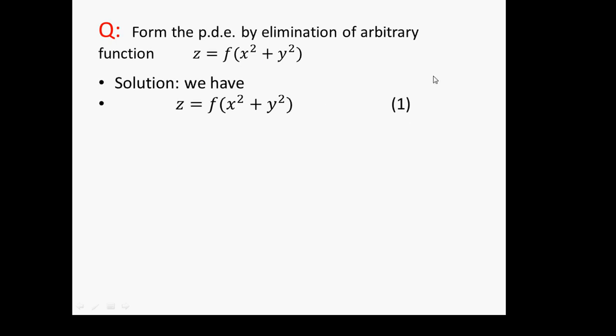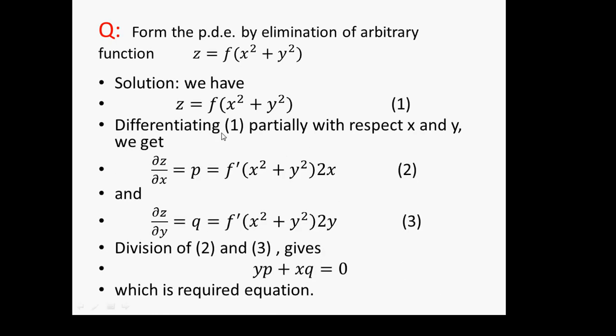So we differentiate the given equation 1 with respect to x and y partially, and we have del z by del x is equal to p. Here f is differentiated with respect to its argument, giving f dash, and x square is differentiated, giving 2x. And similarly differentiating with respect to y, we have del z by del y is equal to q. Same way, differentiation of f gives f dash and differentiation of y square gives 2y. So we have two equations, 2 and 3.